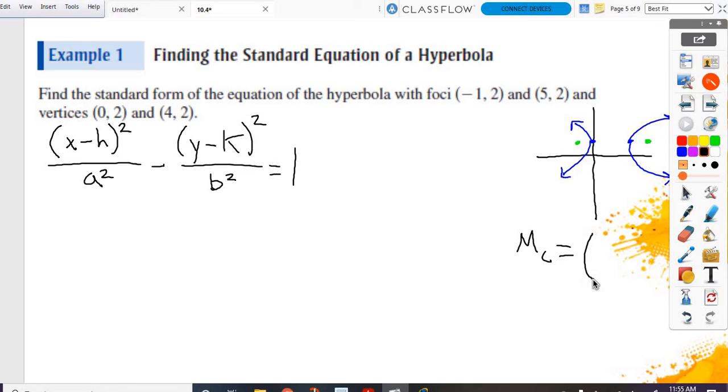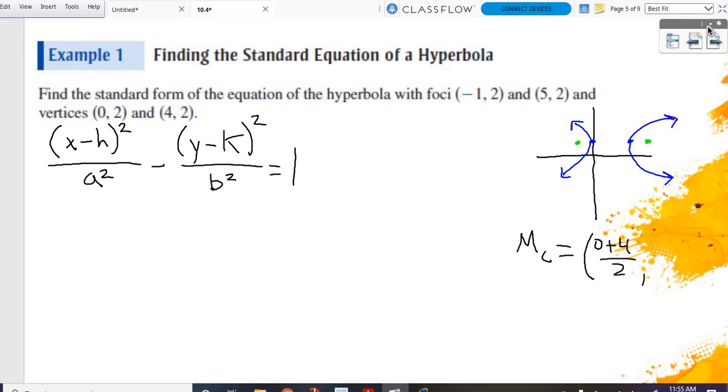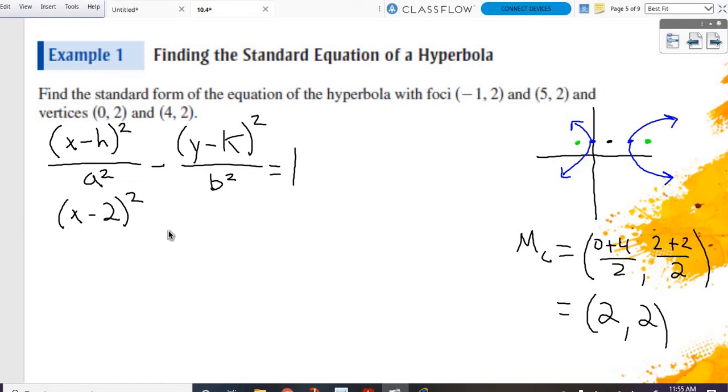So I'm going to use my vertices. So remember that it's (x1 plus x2) divided by 2, comma, (y1 plus y2) divided by 2. So what do we get? (2, 2). Which makes sense because that would put us in the middle. So now that we know where our center is, what does that give us? h and k. Yes, and it will also help us find a and c. So I can go ahead and plug in my h and my k.